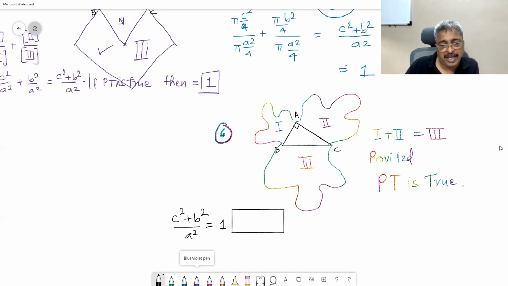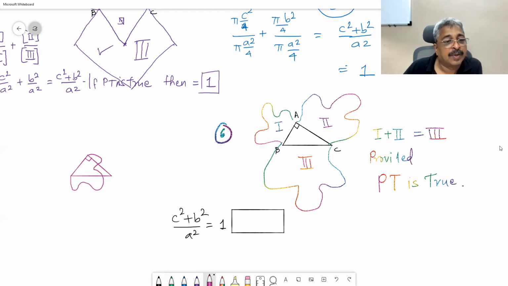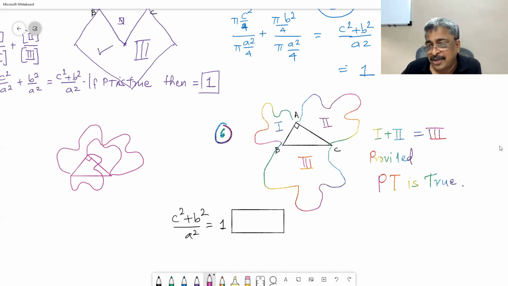But what Euclid is saying is that, okay, now the seventh diagram, suppose I have. Do you think that if I make this amoeba this side, an amoeba on the other side this side, and an amoeba on the hypotenuse this side, will this continue to hold true provided Pythagoras theorem is true?